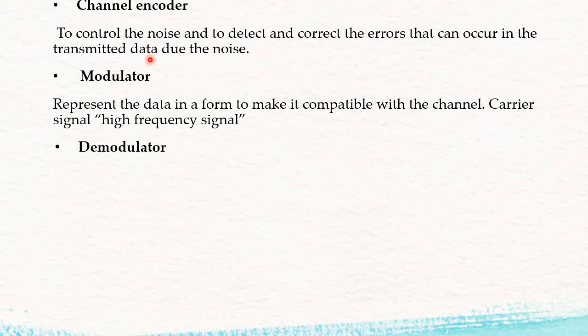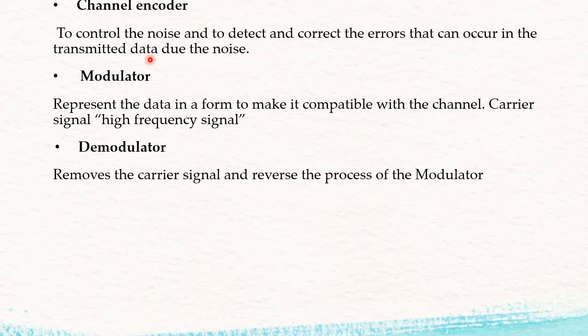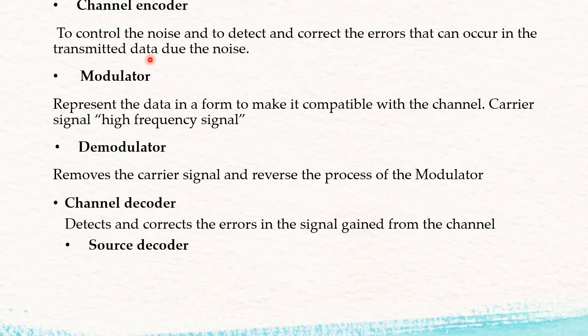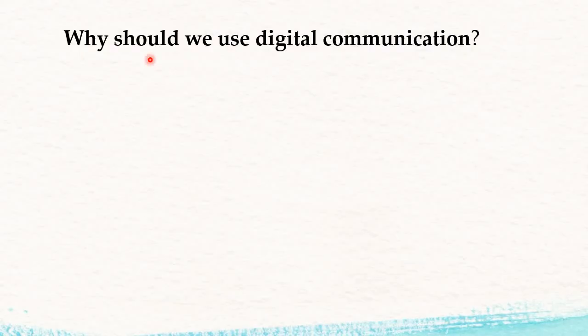Then the next block is a demodulator. It removes the carrier. The demodulator is the first block in the receiver section. So what will the demodulator do? It will remove the carrier and reverse the process of modulation. Then we have a channel decoder. The channel decoder detects and corrects the errors in the signal received from the channel. And the last one is a source decoder. It will decompress the data into its original format. So these are all the jobs of each and every block of a digital communication system.